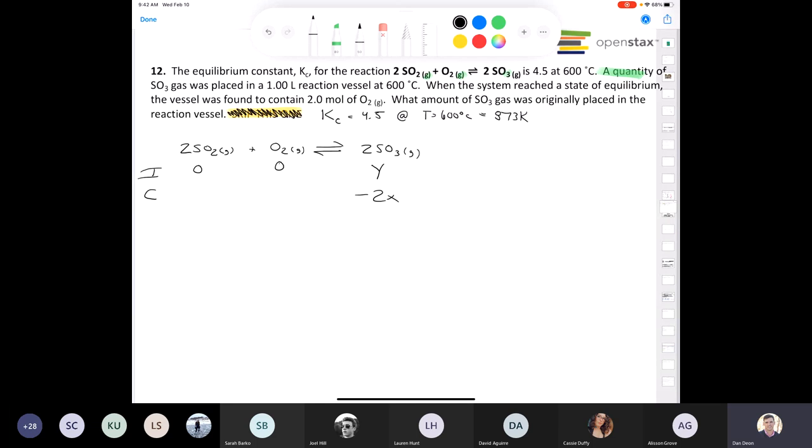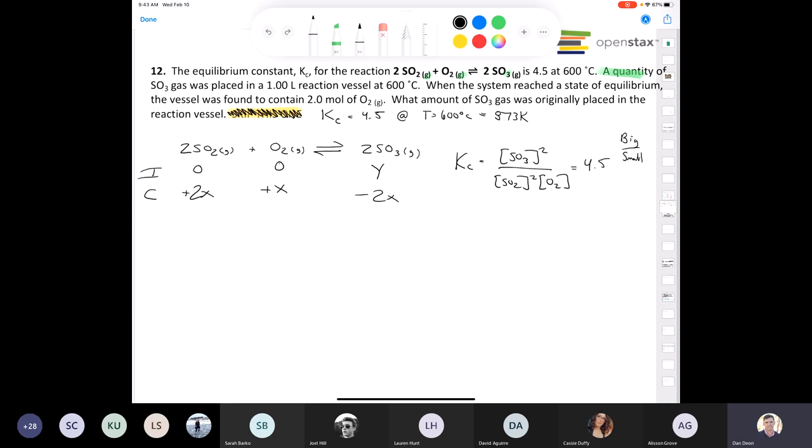Let's back up for a second if you don't follow me. Kc is equal to the concentration of SO3 squared divided by the concentration of SO2 squared multiplied by O2. If the Kc is equal to 4.5, what over what equals 4.5? That means I have to have a big number over a smaller number in order to equal a number greater than 1. So I'm going to have some products, but I'm also going to have some reactants. Here I have zero of those, so I have to make some of those and some of this, and if I need to make these, I'm going to consume some of this.